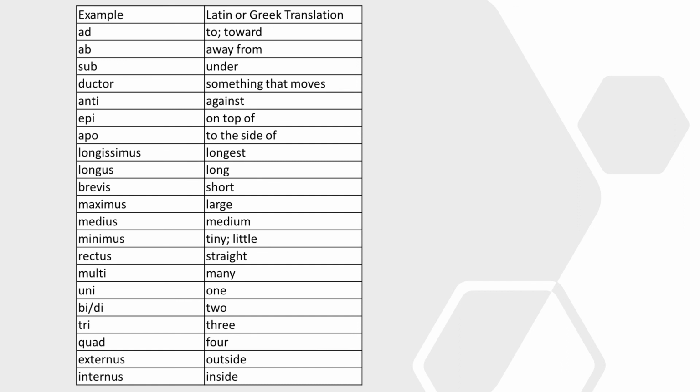Longissimus, longus, brevis. So you're going to see longus and brevis many times. Brevis means short, longus means long, and so you often will have one that's a long one and one that's a short one. Okay, so make sure that you are familiar with these terms. They will help you understand what the muscles are called, what they do, where they're located, and those types of things.